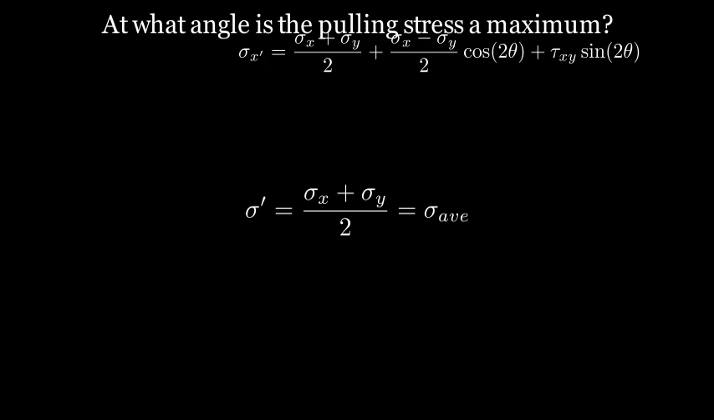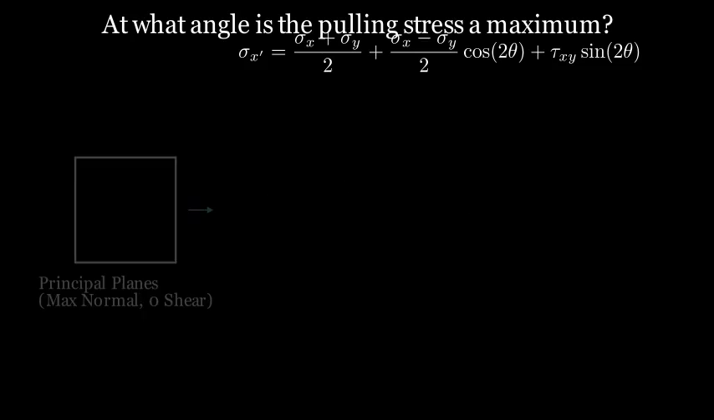So, we found the orientation for maximum shear. But is there any normal stress on that plane? Not quite 0. If we plug the angle theta s back into the normal stress equation, a wonderful cancellation occurs, and we're left with this simple term. This is the average of the original normal stresses.